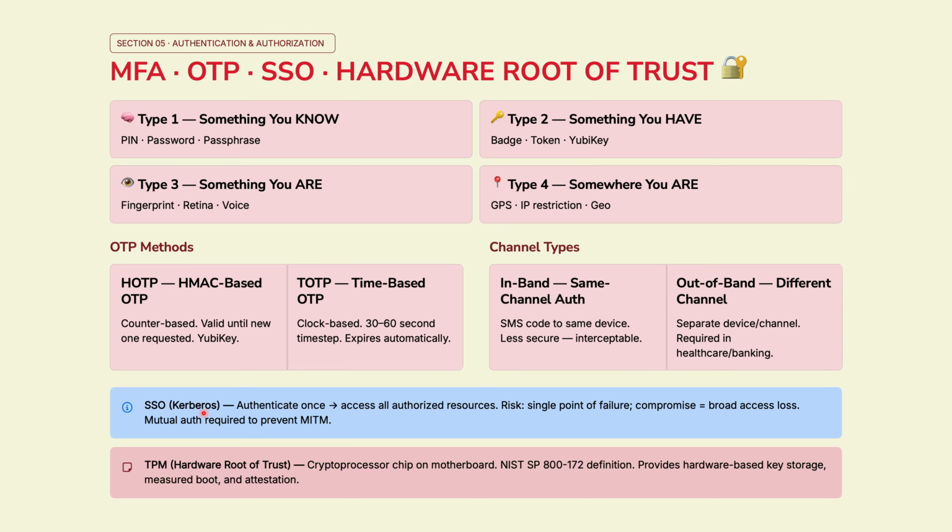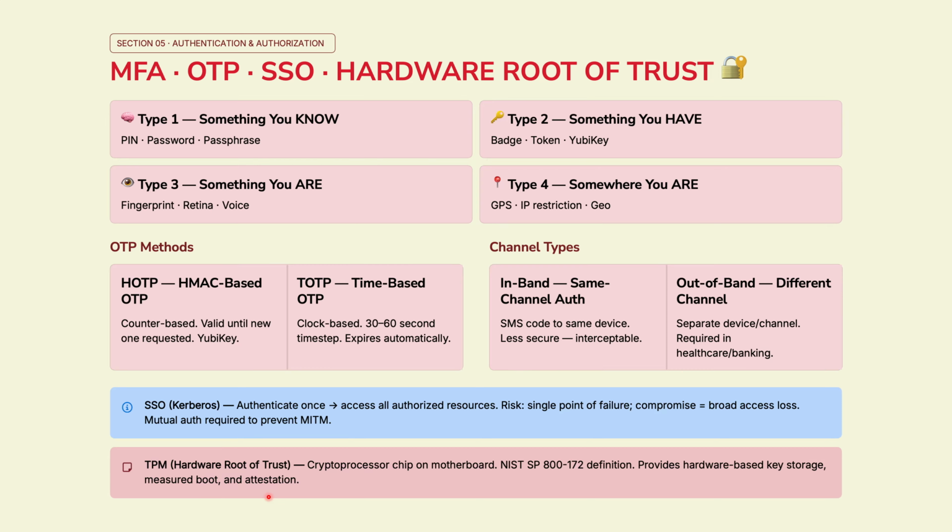Now, SSO with Kerberos enables single sign-on to all authorized resources. However, it creates a single point of failure: if one credential is compromised, the attacker gains broad access. Obviously, mutual authentication is required to prevent man-in-the-middle attacks. Finally, we have the TPM, a hardware root of trust. It's a crypto processor chip on the motherboard that provides hardware-based key storage, measured boot, and attestation.